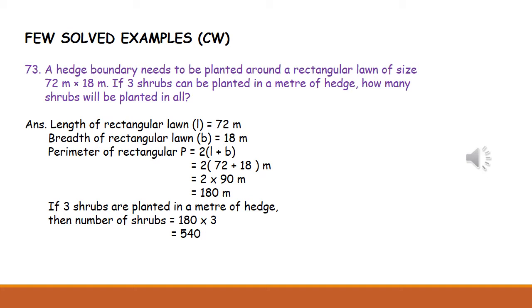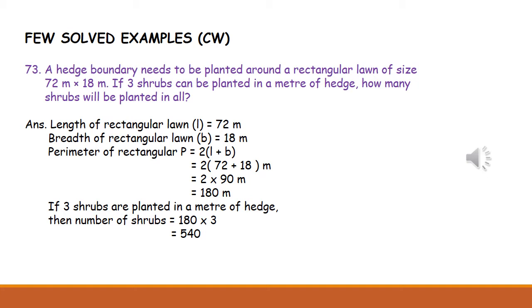If 3 shrubs can be planted in a meter of hedge, how many shrubs will be planted in all? So, here we are talking about the boundary. First we have to find out the perimeter here. Length is given, L is equal to 72 meter, breadth B is 18 meter.